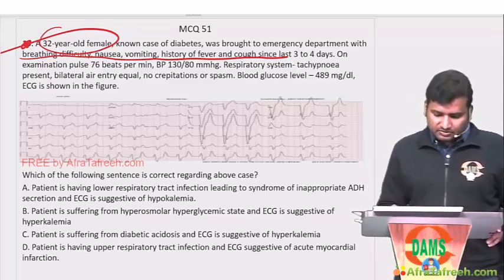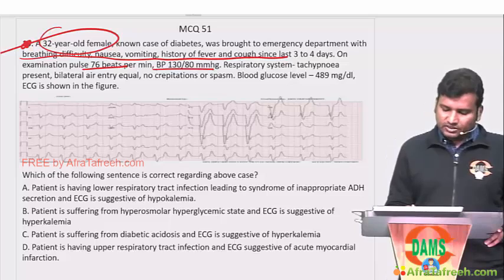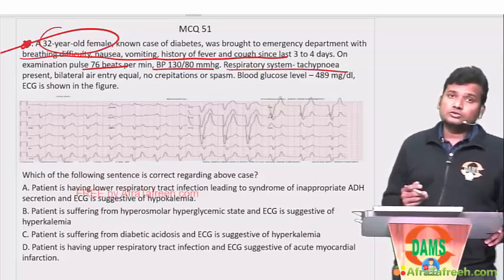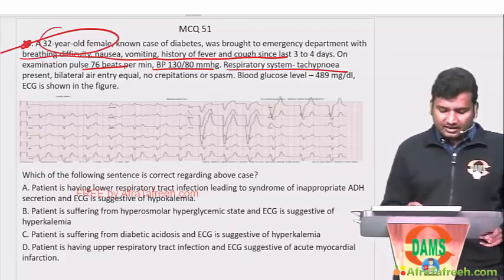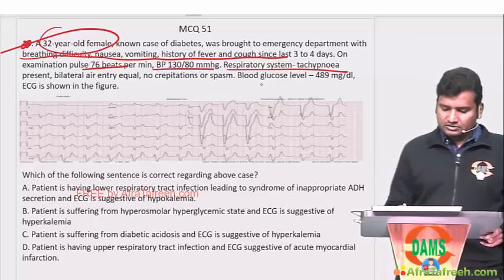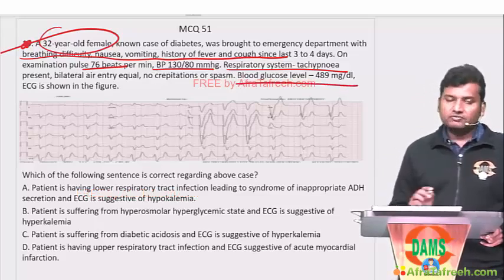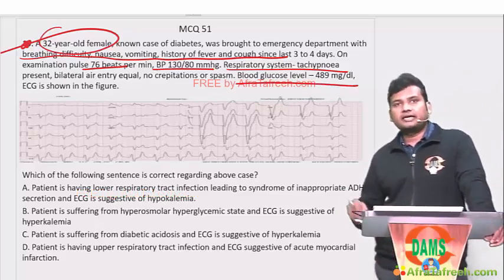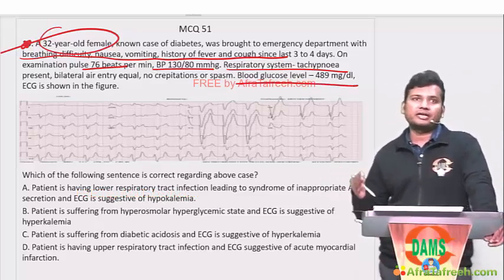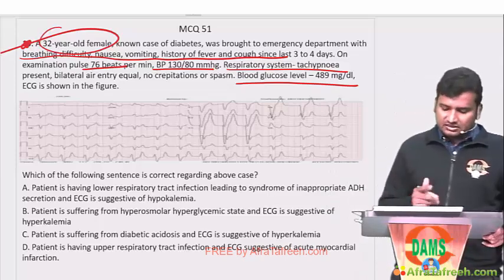On examination, pulse is 76, BP is also normal, respiratory system tachypnea is present, so we can say Kussmaul's breathing is present. Bilateral air entry equal, no crepitations or spasm. Blood glucose level 489, glucose level is increased, it is below 600, it is also suggestive of diabetic ketoacidosis. ECG is shown in the figure.